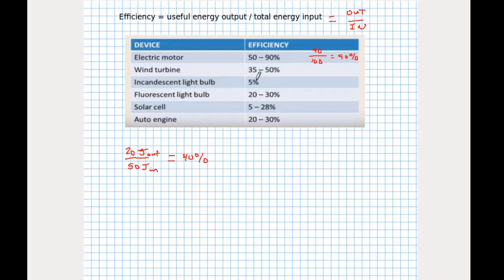A wind turbine has 35 to 50% efficiency. That means if you put 100 joules in, you get between 35 and 50 out. So 50 is the maximum. You get 50% back out.